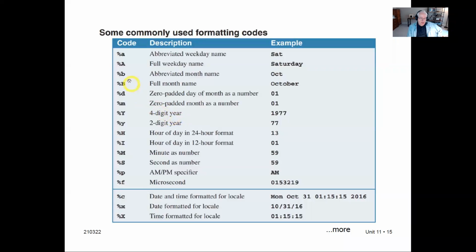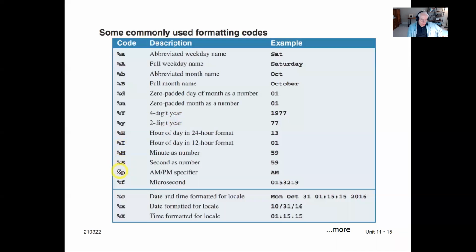But one that I will call your attention to is lowercase b and uppercase B. I like these because sometimes I want to get away from numbers for months. So lowercase b is the short form abbreviated month name, and uppercase B is the month all spelled all the way out. We can do the same thing with A for days, okay?